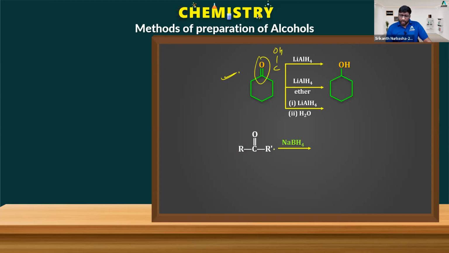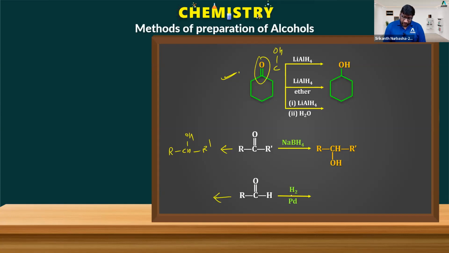Here, R C double bond R dash, what is it? It is a ketone. A ketone can be reduced with NaBH4. NaBH4 reduces ketones. So it will form alcohols. So what compound are you going to get? RCHOH R dash. Next, RC double bond H, H2 in the presence of palladium. It will form what?